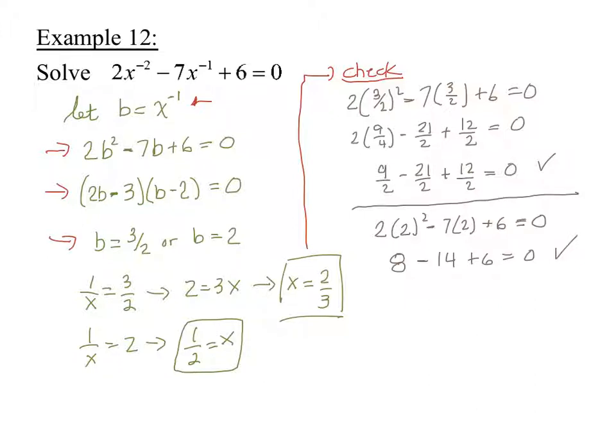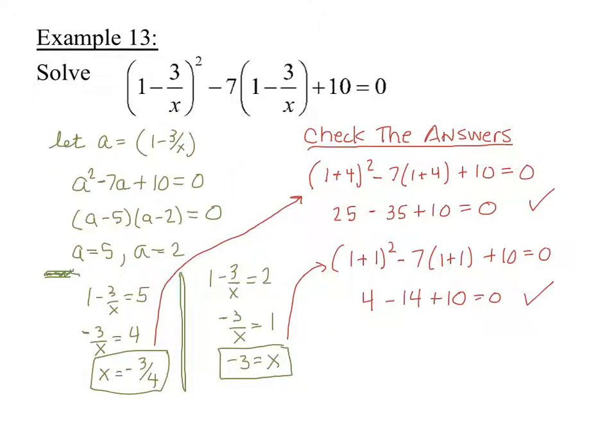Now we substitute back in. x to the -1 power is 1 over x, which is equal to 3/2. So this means that x is equal to 2/3 when we do the algebra, or 1 over x is equal to 2, or x is equal to 1/2. Again, when we check our answers, both answers work out.